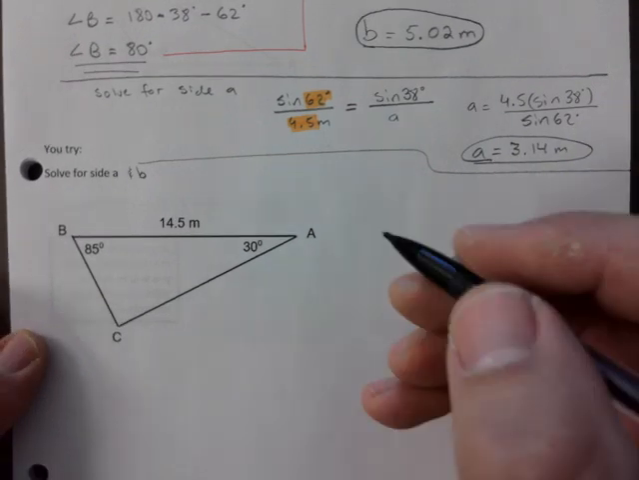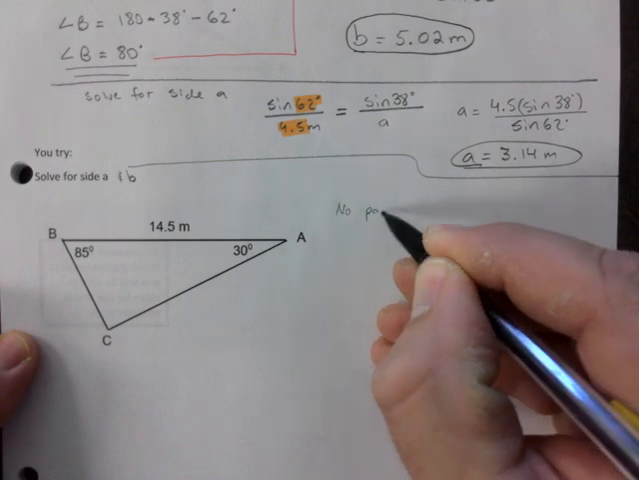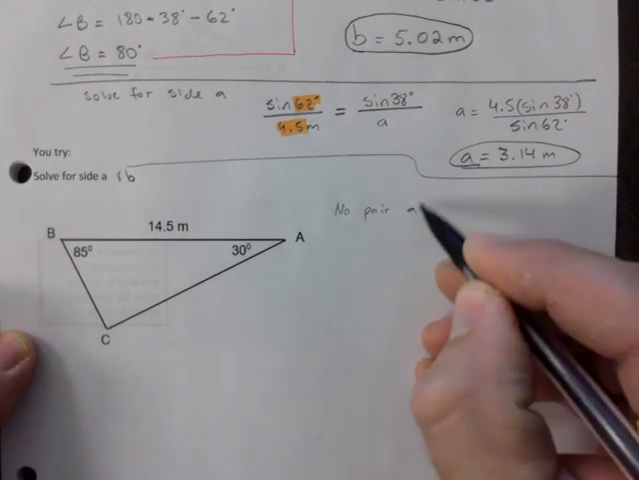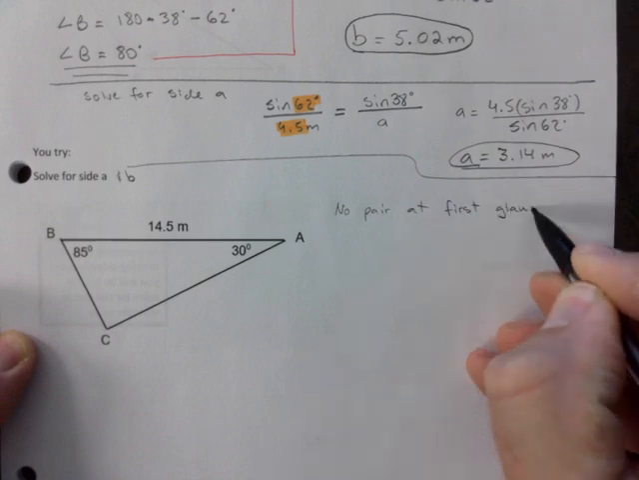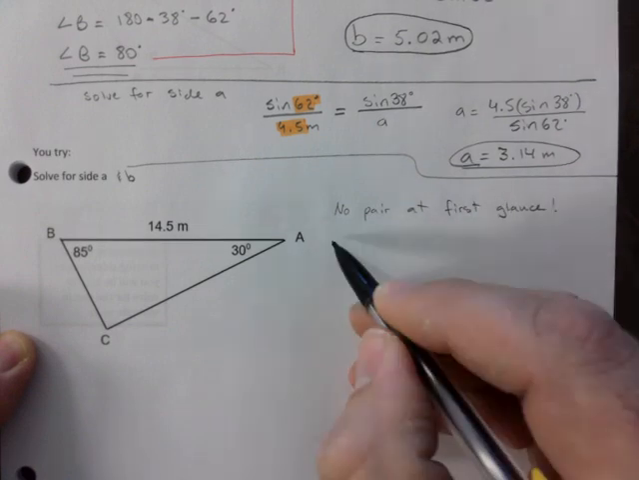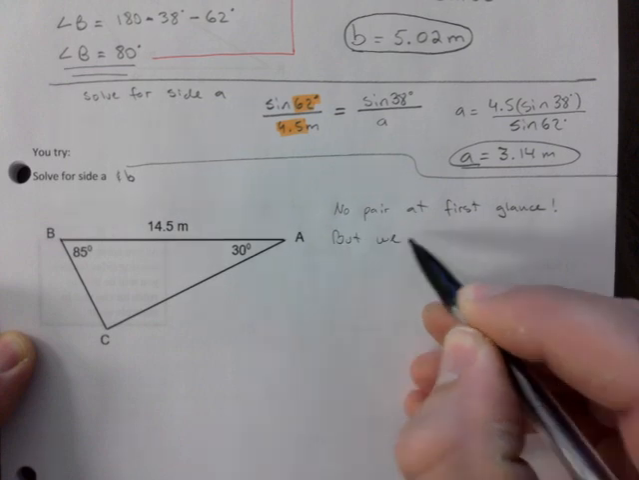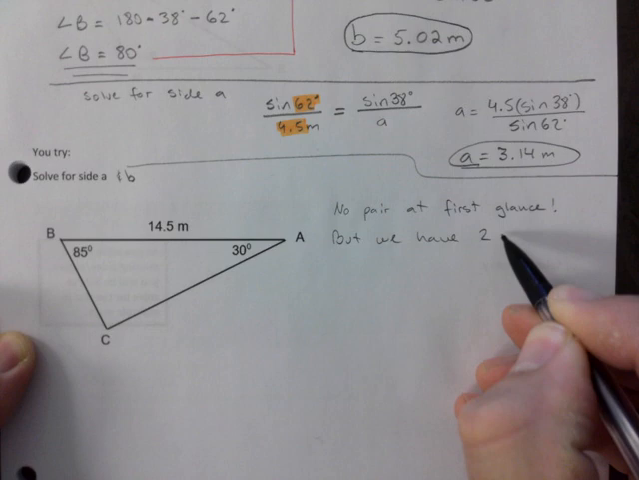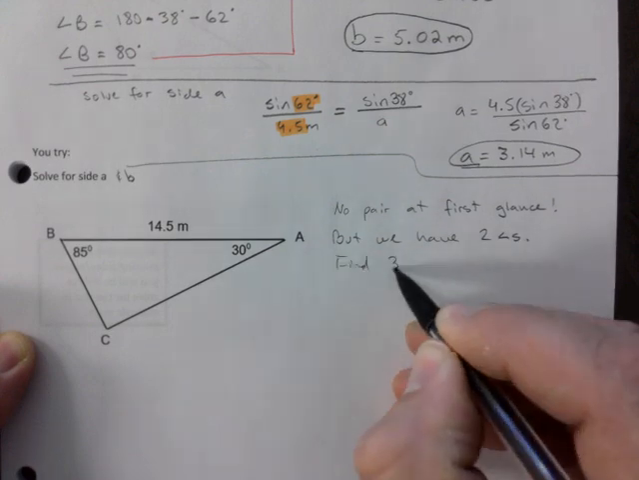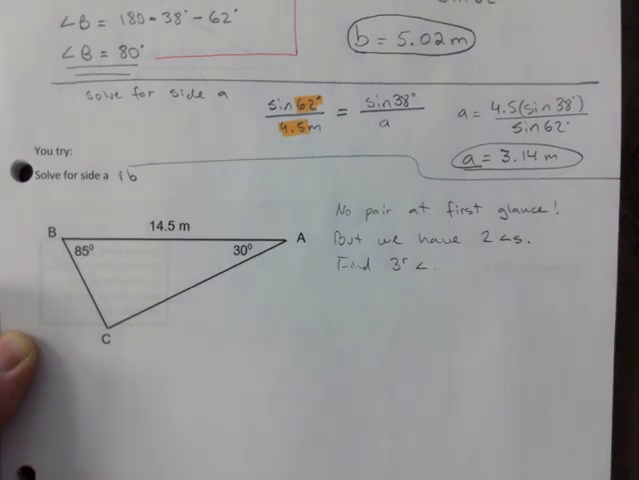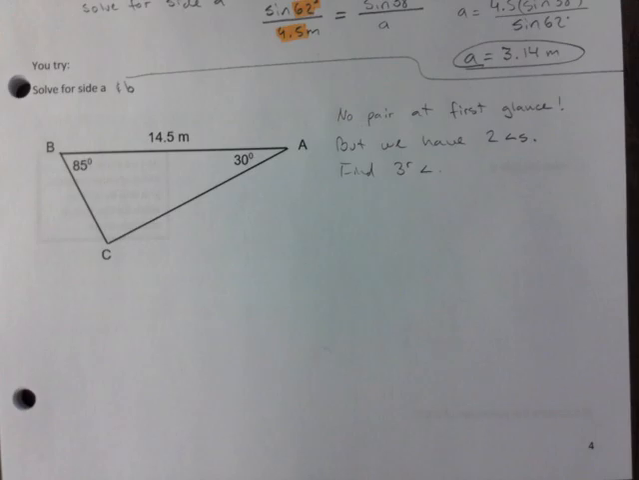No pair at first glance. But we have two angles. Find third. So make yourself a little note there, in case you're studying and wonder what happened here. It looks all nice. I solved it all. I did pretty good, right? But how did you get started?